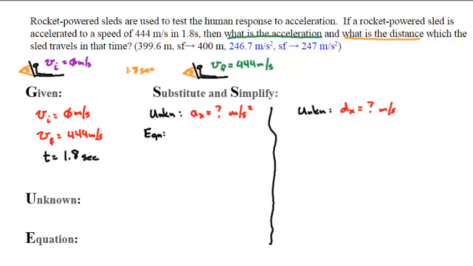The equation that I'm going to use in order to solve for acceleration is velocity final equals velocity initial plus acceleration times time. But the equation for this one, if I wanted to figure out distance, is distance equals 1/2 velocity final plus velocity initial times time.